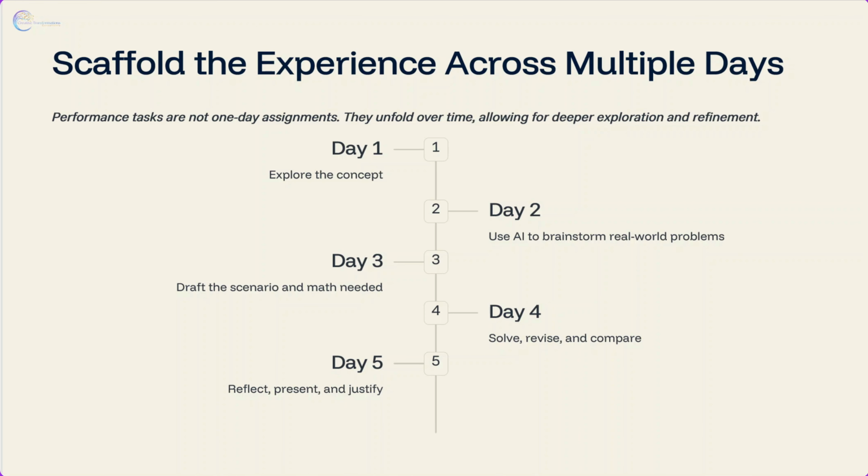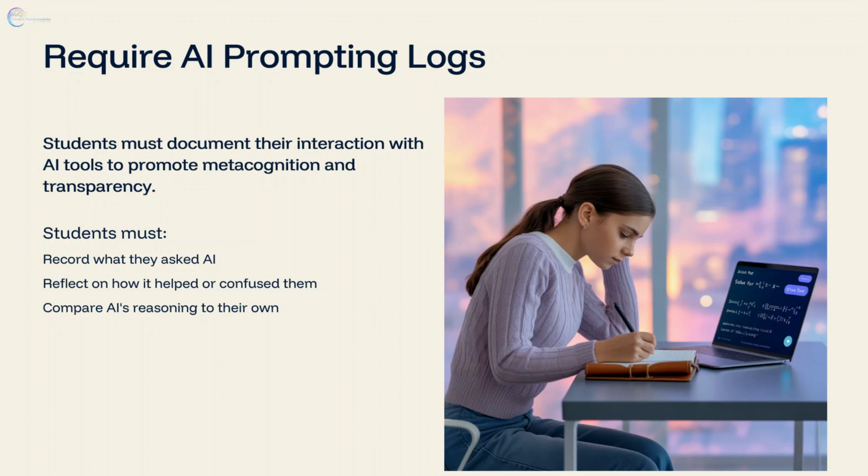Require AI prompting logs. Students must record what they asked AI, reflect on how it helped or confused them, compare AI's reasoning to their own. Now we can see the thinking trail, not just the outcome.